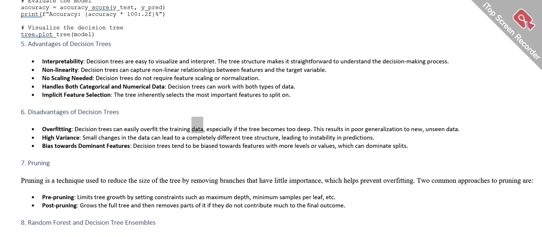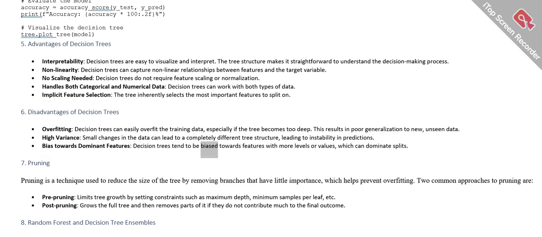Overfitting. Decision trees can easily overfit the training data, especially if the tree becomes too deep. This results in poor generalization to new, unseen data. High variance. Small changes in the data can lead to a completely different tree structure, leading to instability in predictions.